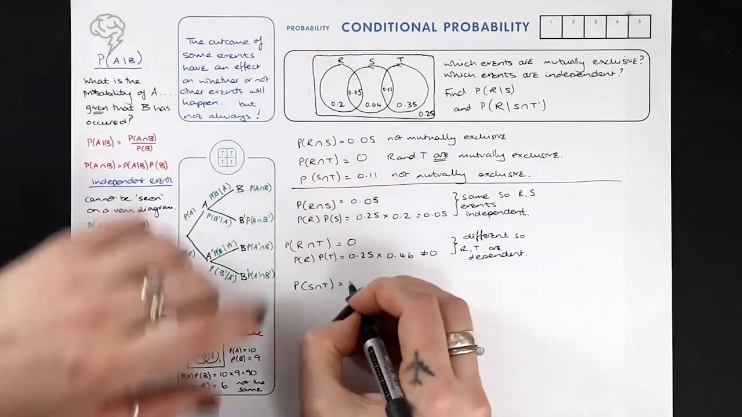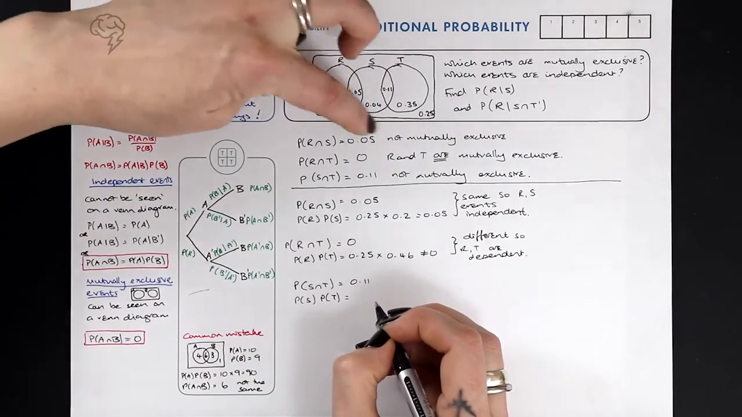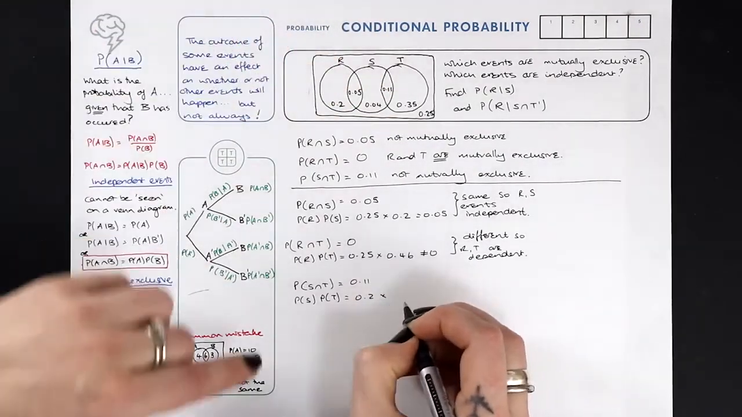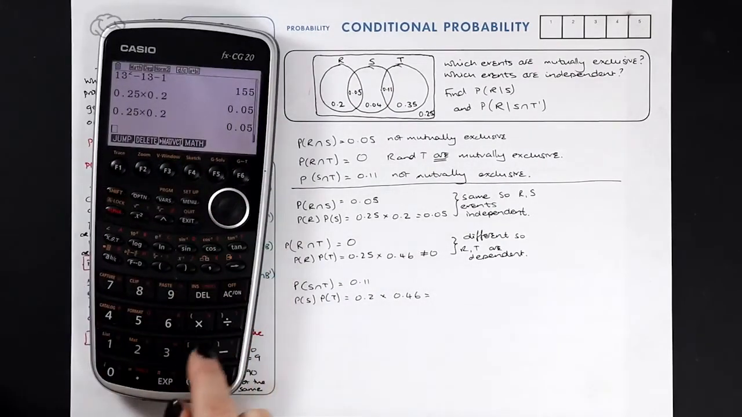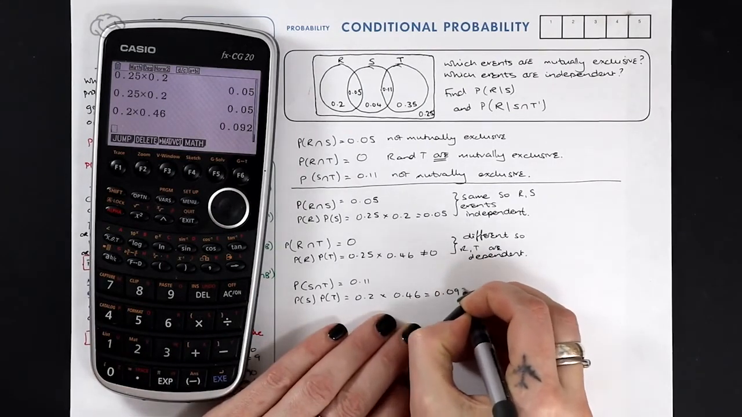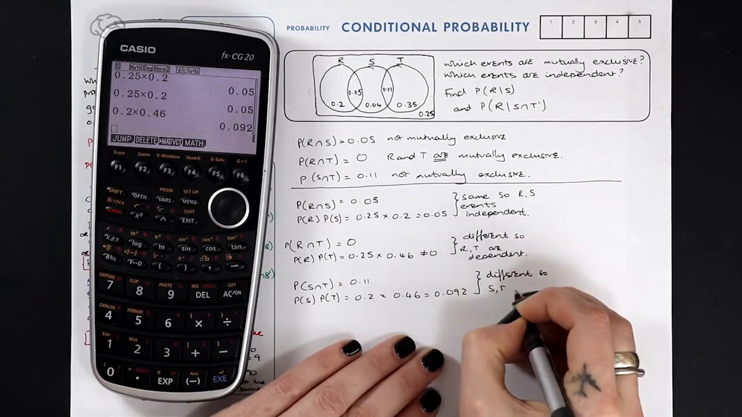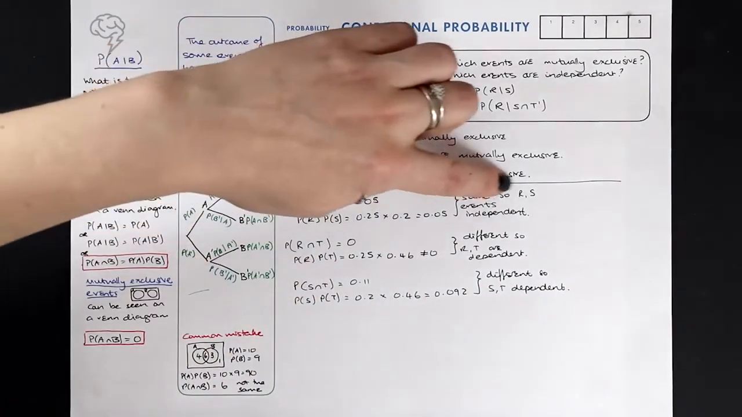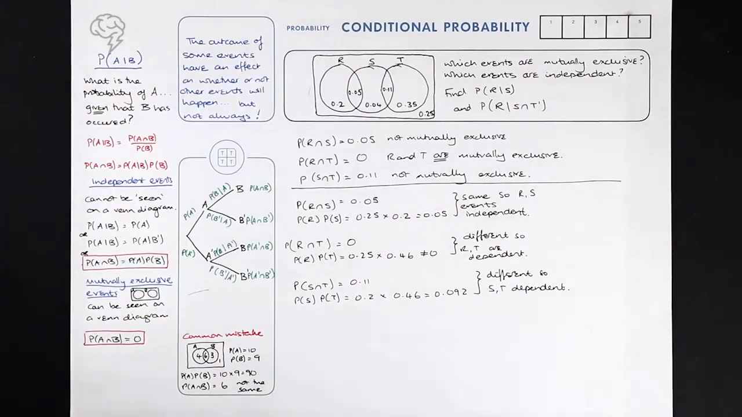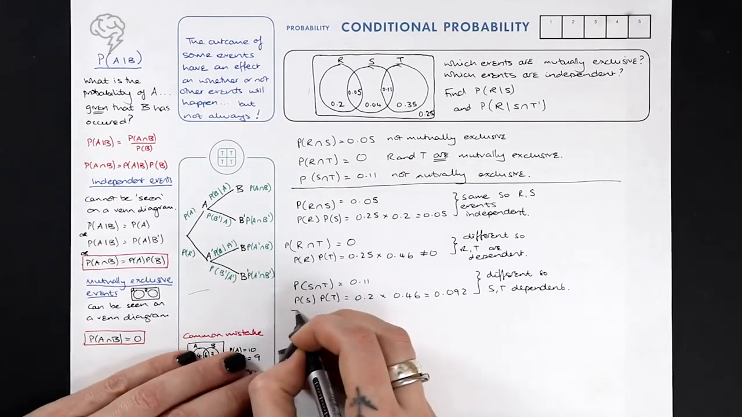Okay, the intersection is 0.11. The probability of S times the probability of T is equal to, well, the probability of S is 0.2, the probability of T is 0.46. And really show the examiner what this calculation is that you've done so that they can see that you really do know what you're doing. They are not the same, different, so dependent. Okay, that's how simple it is. So R and S don't affect each other. If R happens, S is just as likely to happen as if R didn't happen. Whereas these, R and T and S and T, are dependent on each other.